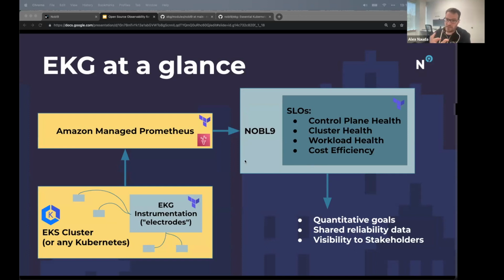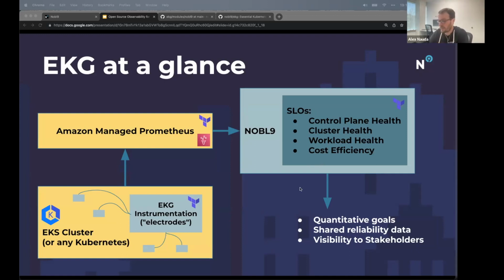EKG can stand all of this up via Terraform in an empty cluster, or like I said, if there are pieces of it you want to use, it's modularized, and you can use individual Terraform modules to pick and choose what it is that you need in order to run these SLOs.